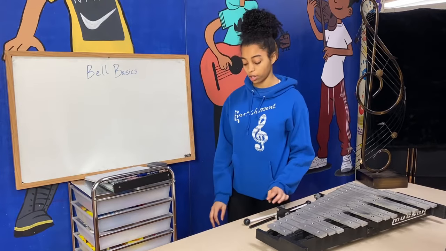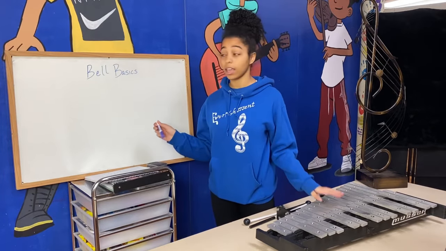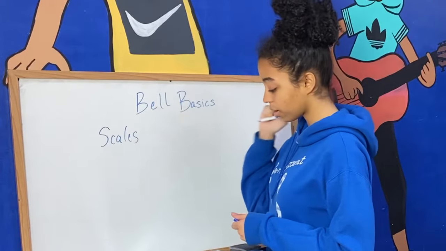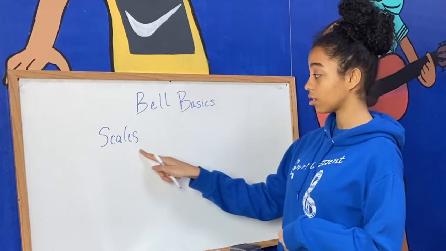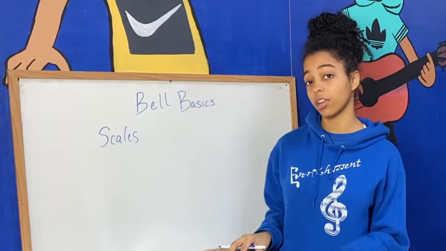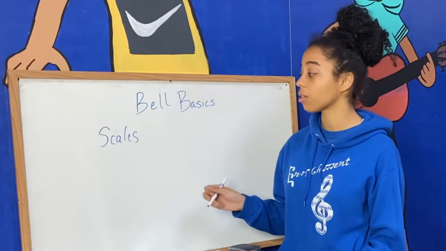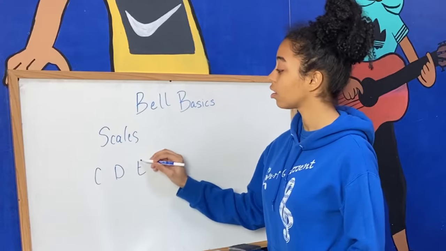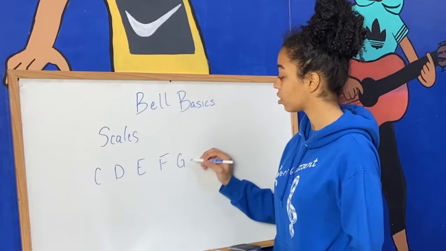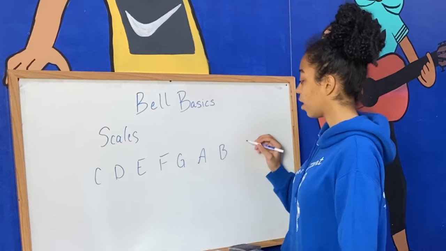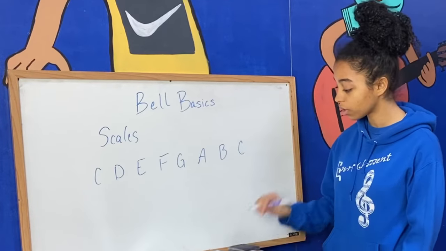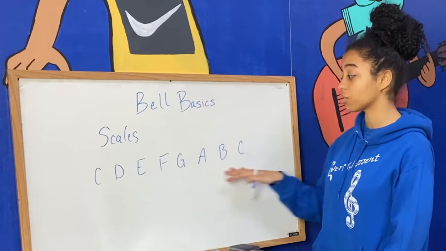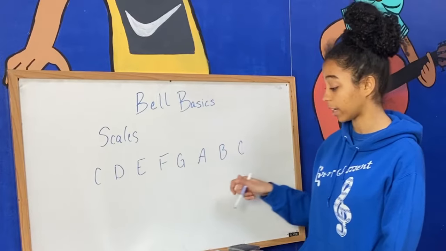So an important part of developing an understanding of the bells is learning scales. Our scales are a set of seven notes and a repeat of the bottom note. So if we are in C major, we have C, D, E, F, G, A, B, and a repeat of C. So this completes a whole octave. It's eight notes, the seven and the repeat of the bottom, like I said.